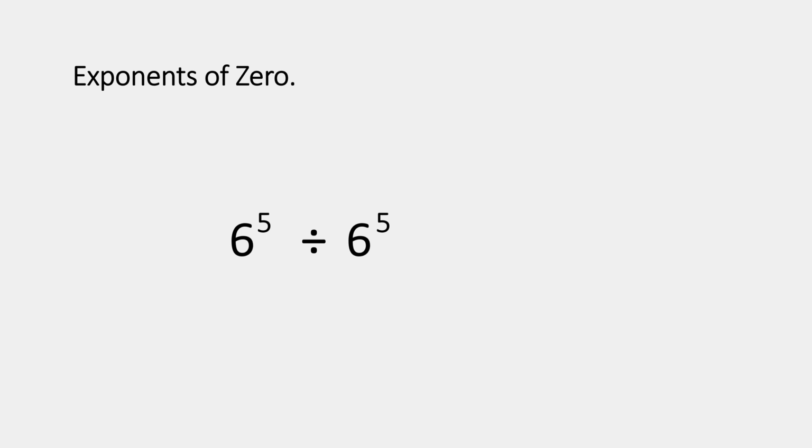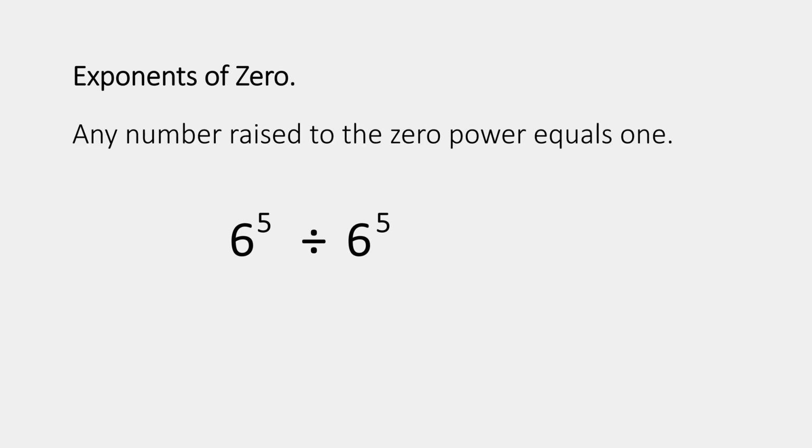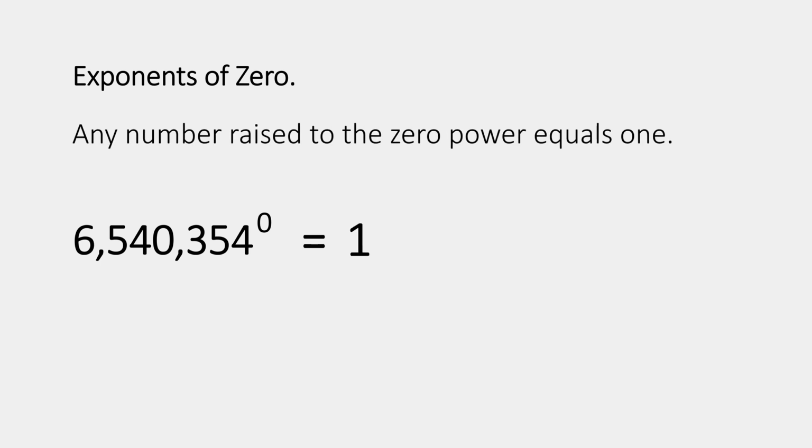Another rule is exponents of 0. Any number raised to the 0 power equals 1. So 6 to the fifth power divided by 6 to the fifth power. Remember, in division, we subtract the exponents. 5 minus 5 equals 0. 6 to the 0. In this case, it equals 1. Anytime we have a 0 power, the answer will be 1. So if we have 6,540,354 to the 0 power, it equals 1. Anytime we have a 0 power, it equals 1.